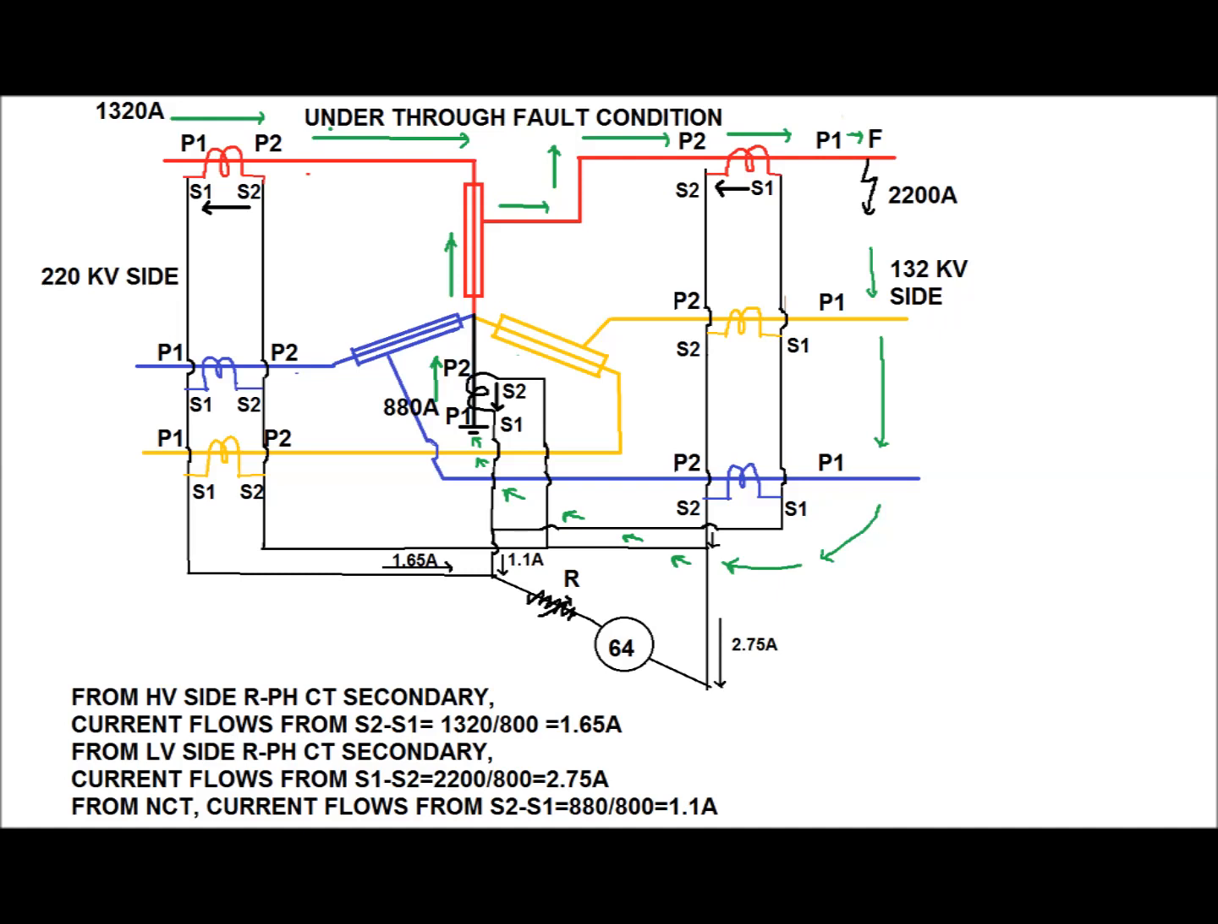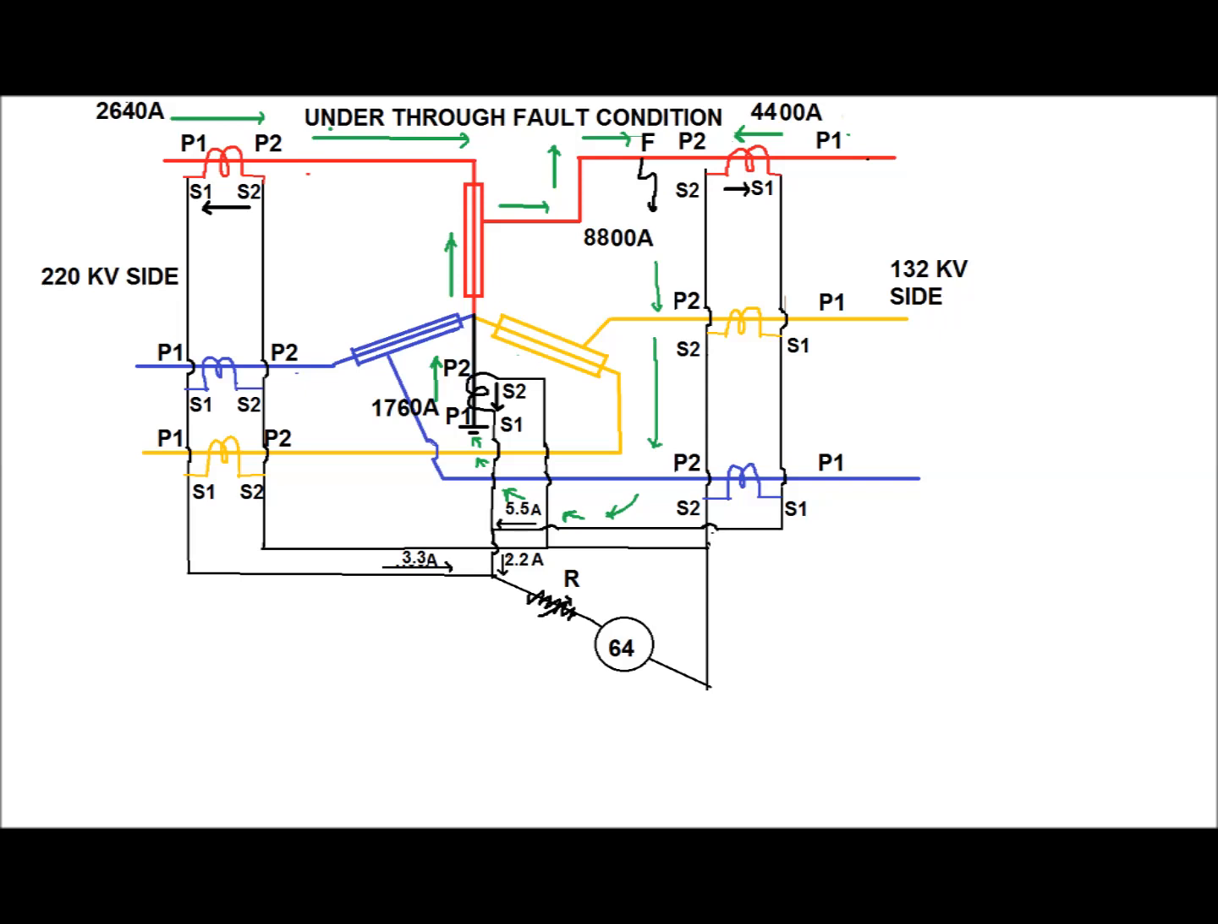Similarly, the LV side CT has the current direction from P2 to P1. The direction of the current in the LV secondary will be S1 to S2, equal to 2200 by 800, equal to 2.75 ampere. From the NCT, the current flows from S2 to S1, equal to 880 ampere, as the rest of the current will be supplied by the NCT, and on the secondary side the current will be 880 by 800, equal to 1.1 ampere. Since the current in the LV side CT from S1 to S2 is equal and reverse to the sum of the currents of the HV side and NCT from S2 to S1, the current through the 64 or REF relay will be equal to 0. Hence, the relay maintains a stable condition.